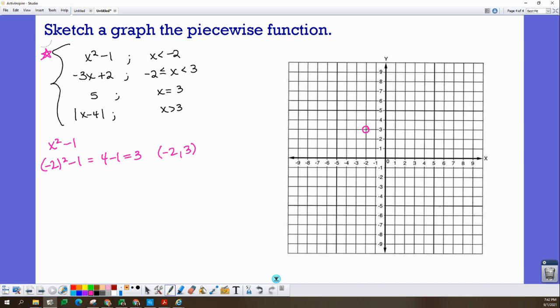Let's find a second point. We need values of x that are less than -2, so maybe we'll try -3. -3 squared is 9, and 9 minus 1 is 8. So we get the point (-3, 8). Well, -3 is less than -2, so we will include (-3, 8), and we'll use a closed circle. There it is. And now we can just draw our parabola like so.